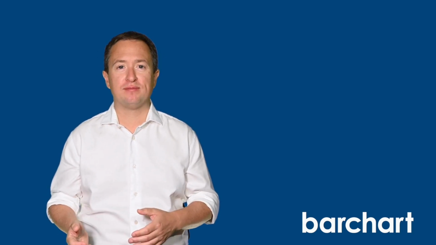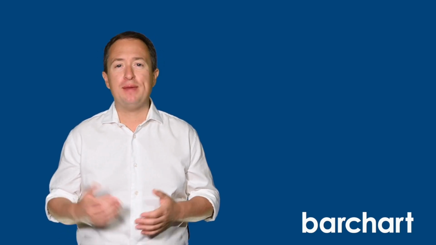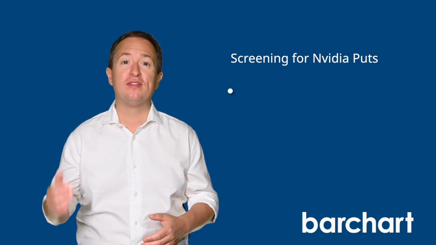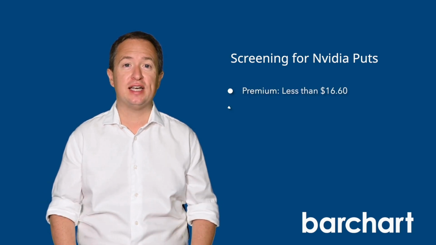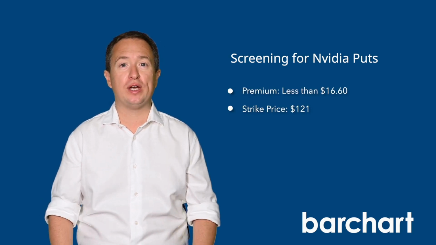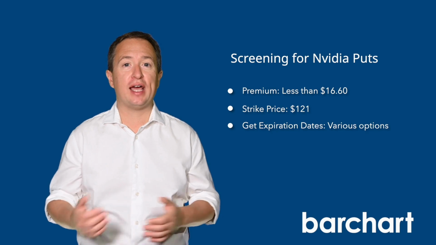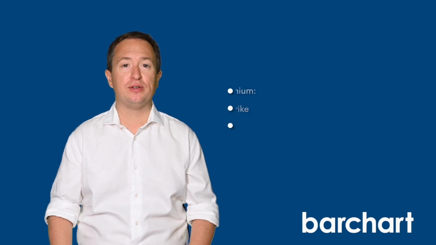Now, what if you're looking for something a little more specific? Say, for example, maybe you think $16.60 is too much premium to pay for the $121 strike. Well, you can screen for NVIDIA puts with a premium of less than $16.60 that have a $121 strike. And in this case, you'll have different expiration dates. And here's how to do it.